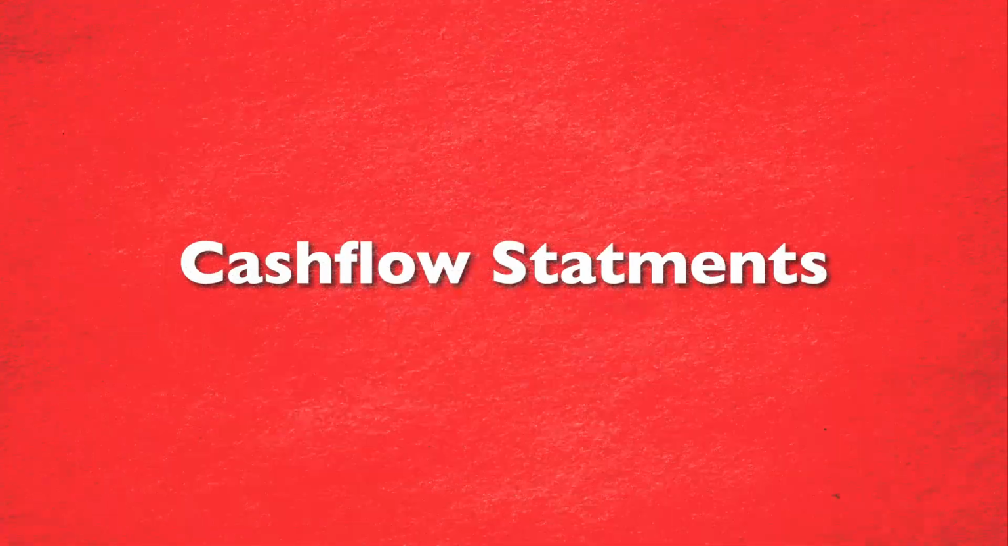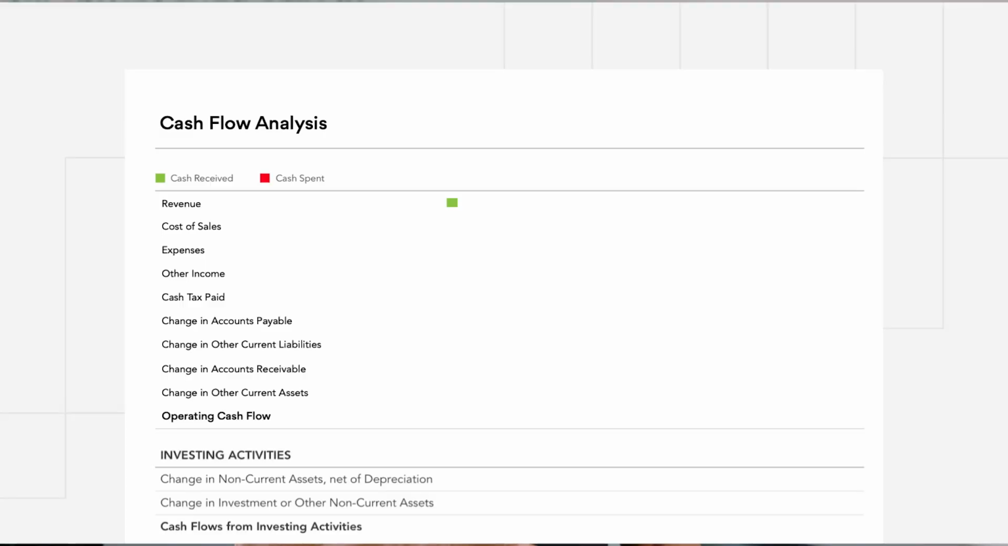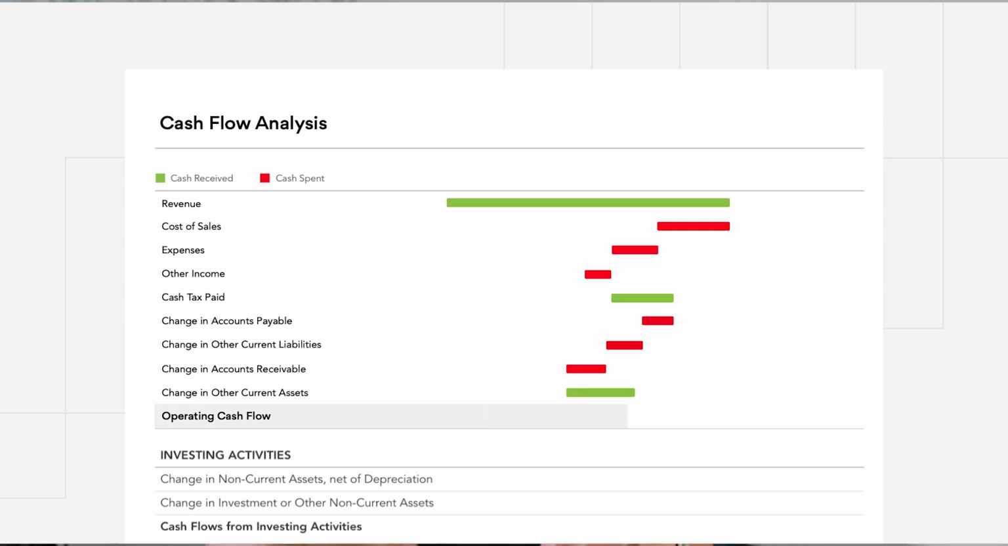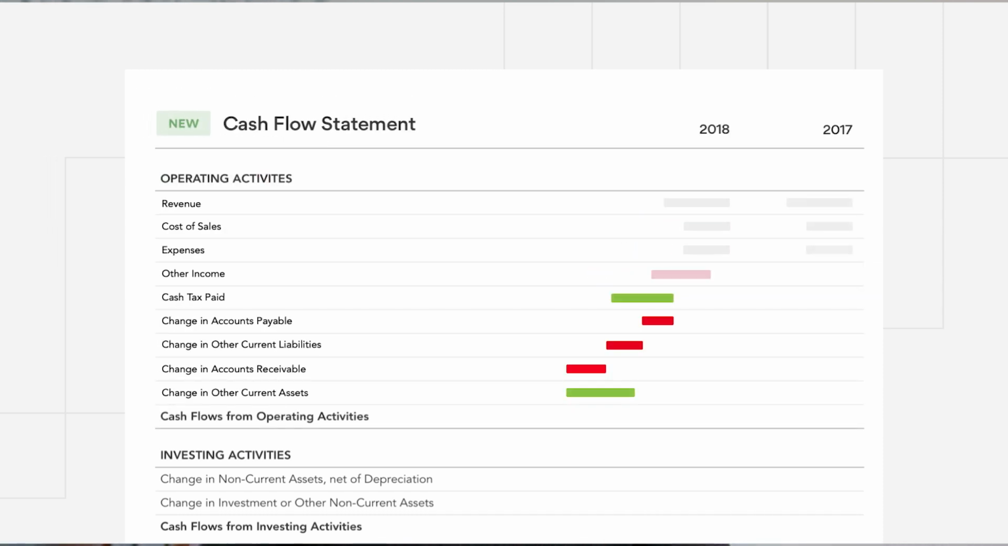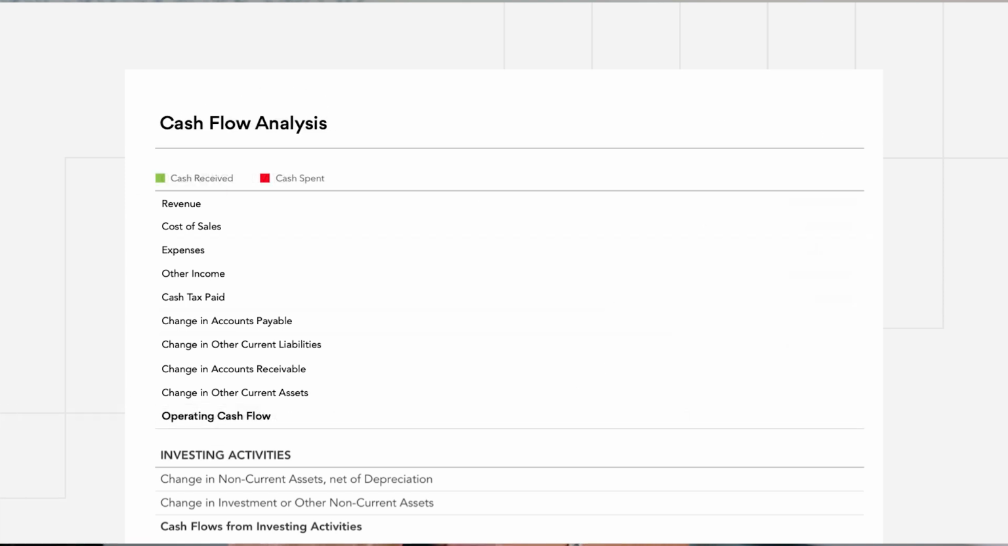So moving on to cash flow statements. These statements provide an overview of the inflows and outflows of cash. Cash flow statements serve as a barometer of financial health, and unlike the income statement, which is subject to non-cash accounting adjustments such as depreciation, the cash flow statements focus solely on cash movements, providing investors with a reliable indicator of a company's ability to generate and manage cash.